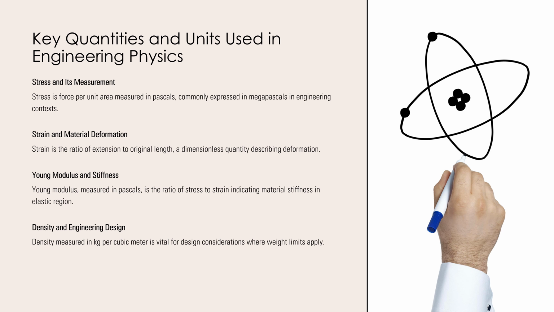Strain describes deformation and is defined as extension divided by original length, making it a dimensionless quantity. Young modulus, measured in pascals, is the ratio of stress to strain in the linear elastic region and represents material stiffness. Density, measured in kilograms per cubic meter, is also crucial in engineering design, particularly where weight is a limiting factor.